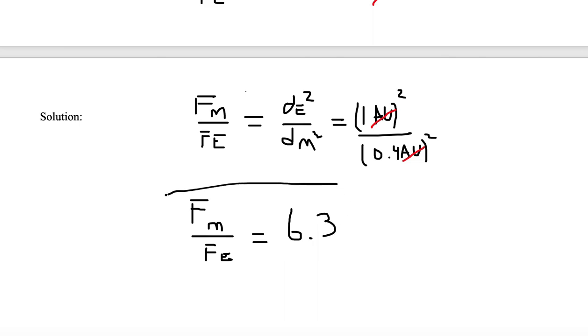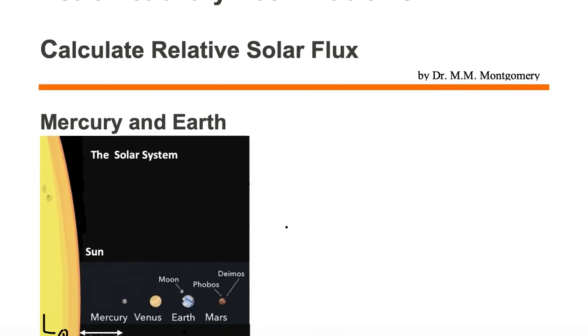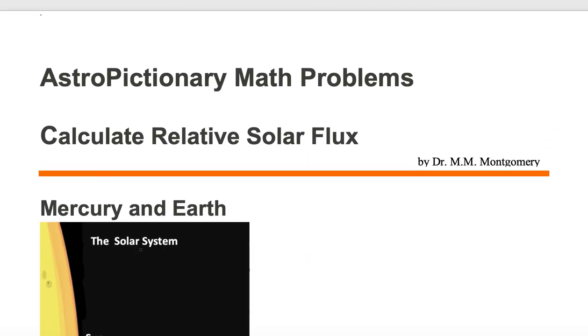And that is our relative flux that's received from Mercury at Mercury compared to Earth. Mercury receives about 6 times more light, more luminosity, than the Earth receives, all due to its close proximity to the Sun.